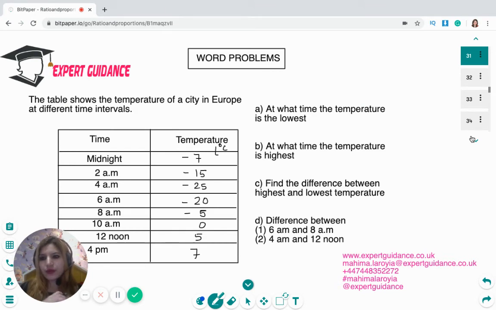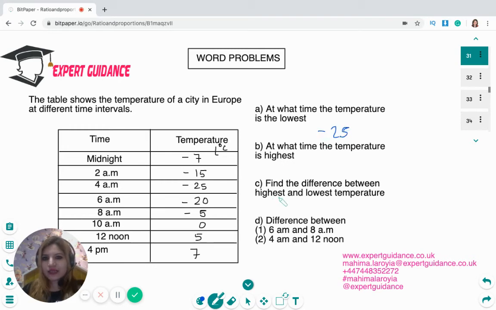Now let's see a word problem. This is a question where there's a table that shows the temperature of a city in Europe at different time intervals: midnight, 2 a.m., 4 a.m. At what time is the temperature the lowest? The lowest will be the negative number with the highest value. So I think that is minus 25. So the answer would be minus 25.